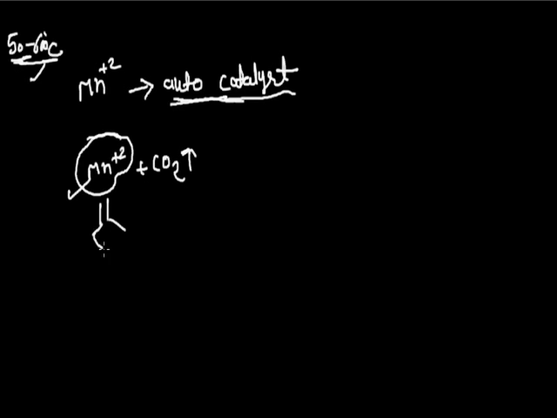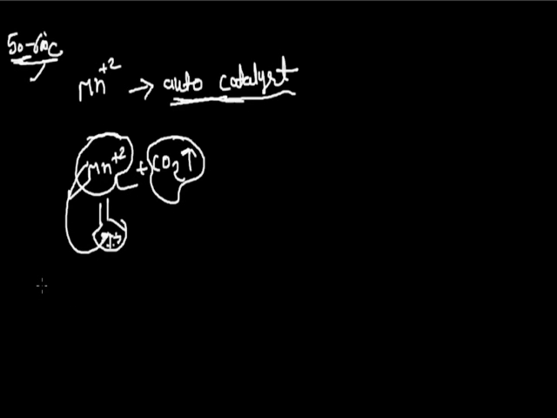Then there is no need to heat this conical flask again, since at this time we have some amount of Mn plus 2 in this conical flask, and this Mn plus 2 catalyzes the reaction. It removes the CO2 gas as soon as it is formed in the reaction, so the rate of reaction increases. That's why we say that in this titration Mn plus 2 acts as an autocatalyst.